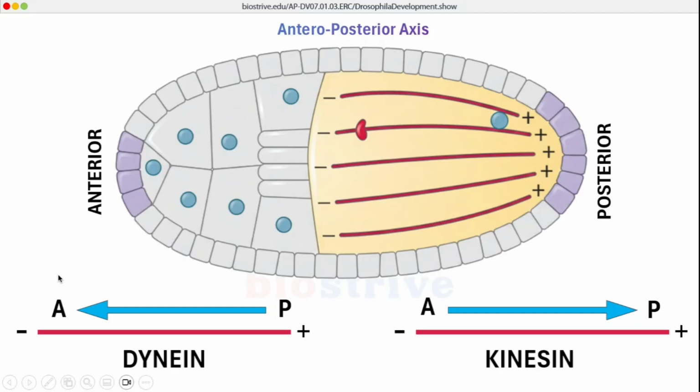Dynein is a negatively oriented motor protein. It will carry cargo from the positive to the negative end, meaning it will carry cargo from the posterior to the anterior portion, whereas kinesin will work oppositely. It will carry cargo from the negative to the positive end, or we can say from the anterior to the posterior end.